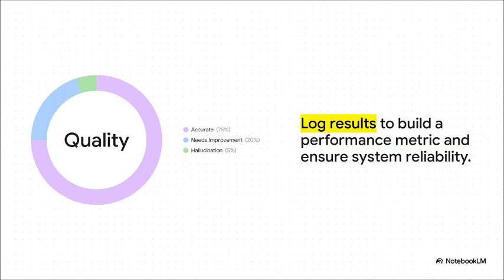By logging this for a bunch of different questions, you start to build a real performance metric. You get a visual sense, like this donut chart, of how reliable your system is. If you're seeing a lot of needs improvement, or heaven forbid, even one hallucination, that's a massive red flag telling you to go back and tweak your preparation steps.